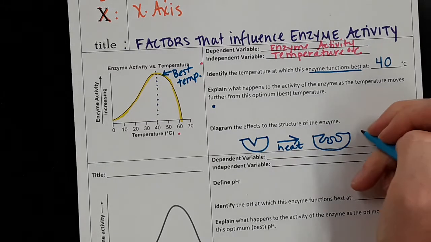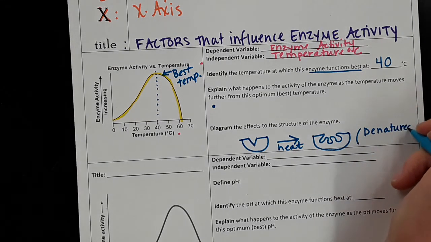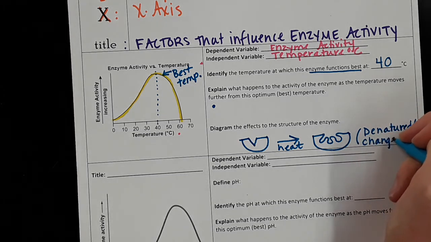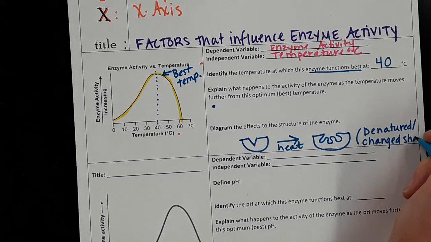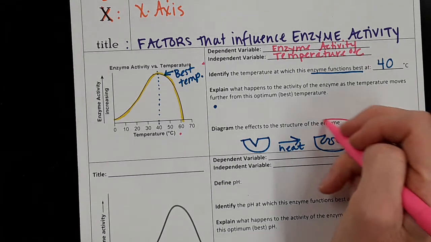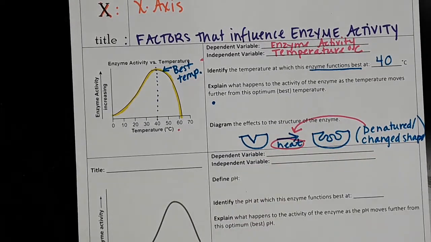Okay, so the enzyme has denatured. That means that it has changed its shape. And the thing that caused the enzyme to change its shape was the heat. So the heat caused the process of denaturing. So the structure of the enzyme became denatured.